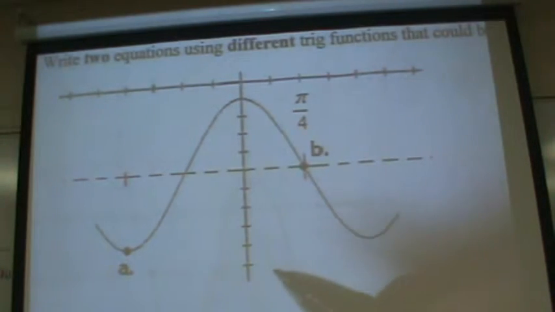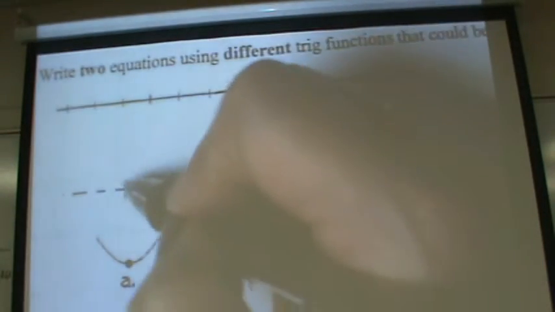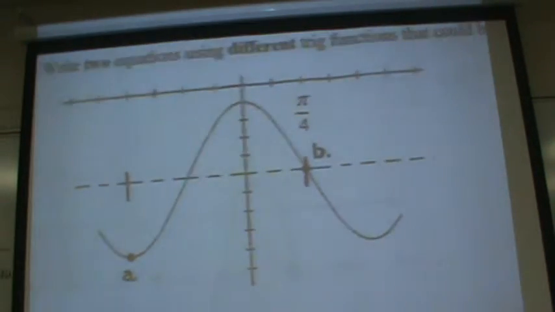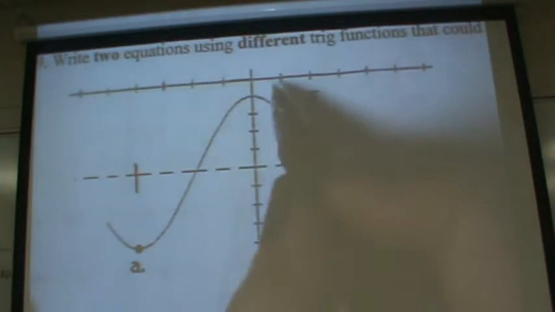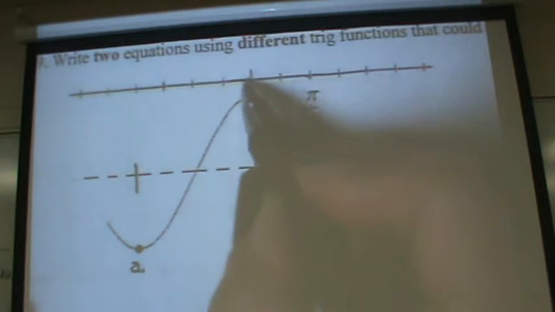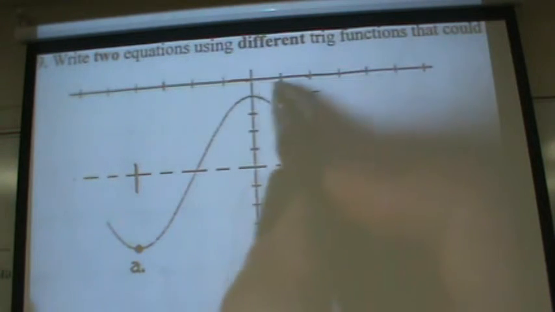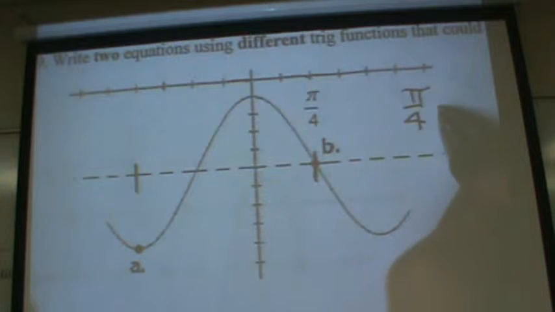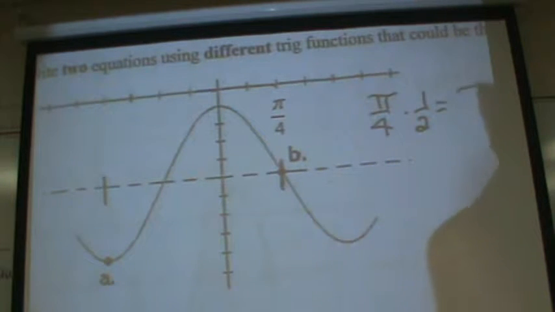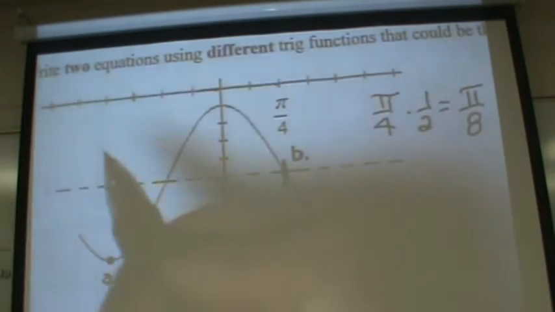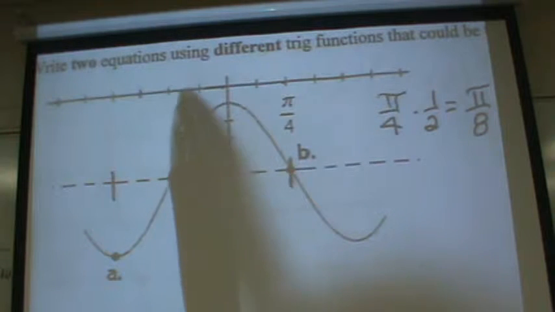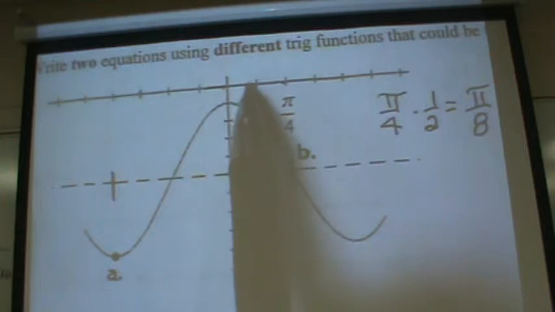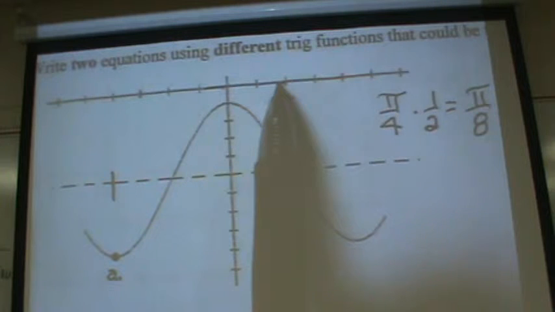The last one, you have to figure out your period. So from here to here is going to give you your B value, but from here to here is pi over 4. So if from here to here is pi over 4, what is one section of this? You're going to take pi over 4 and you're going to cut it in half. So it's pi over 8. So each of these is pi over 8. So we're going to count 1 pi over 8, 2 pi over 8, 3 pi over 8, 4 pi over 8, 5 pi over 8, 6 pi over 8.